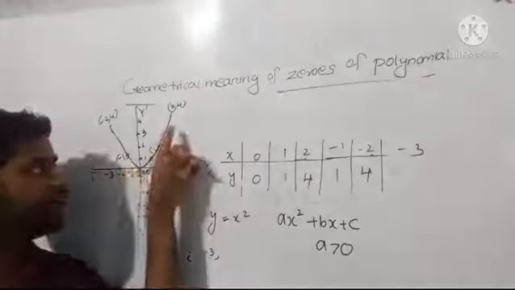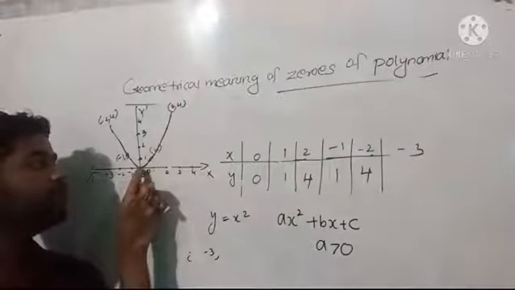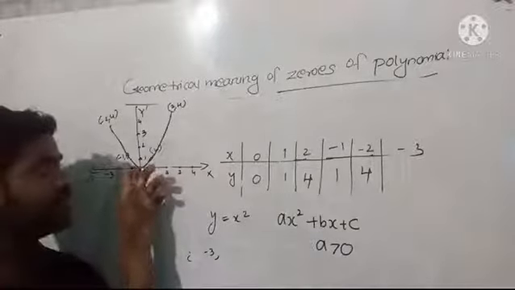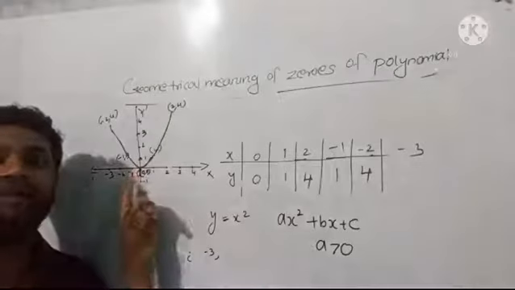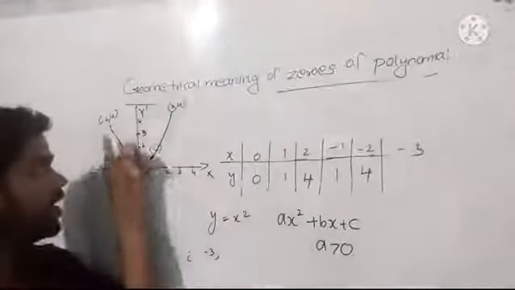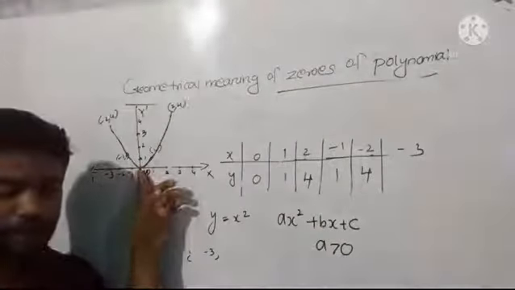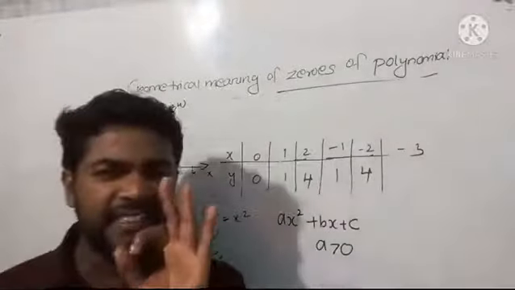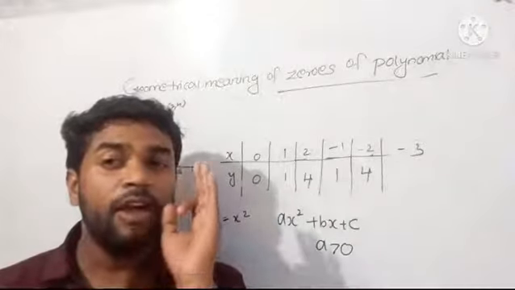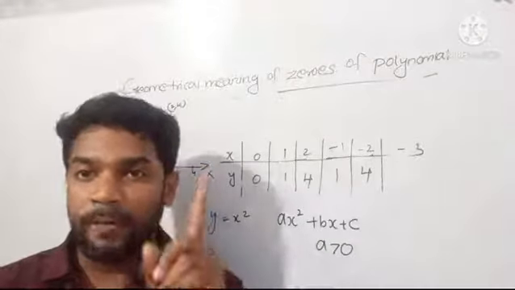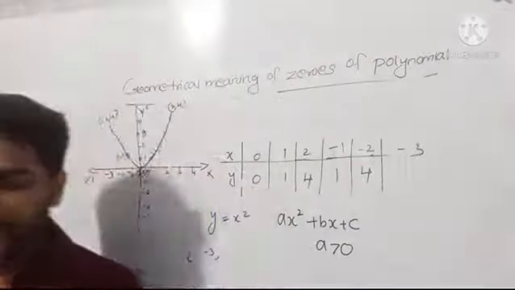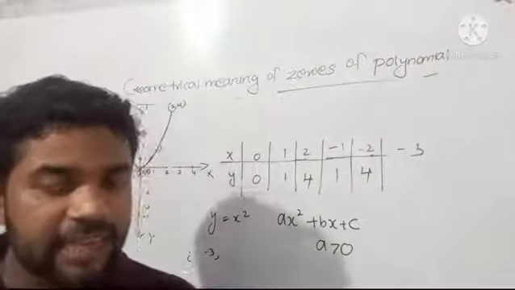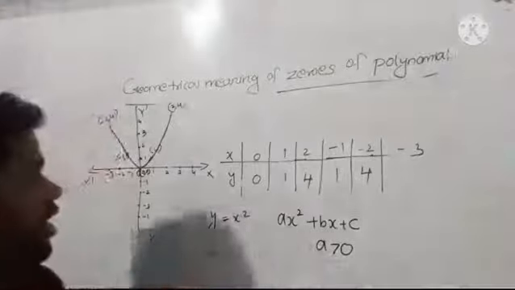If this is a linear polynomial, how many zeros? Only 1 zero, because the graph intersects at a single point. A linear polynomial has exactly 1 zero. Exactly means precisely. It will be intersected at 1 point. So a linear polynomial has exactly 1 zero, and its graph intersects the x-axis at only 1 point.